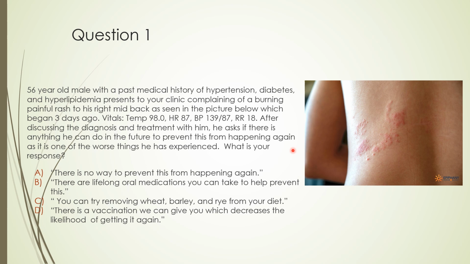You can pause the video now, but we'll go over the discussion if you'd like. So this is a case of shingles. You can see that it's in a dermatomal pattern on this person's mid-lower back. The answer here would be that there's a vaccine that we can give which decreases the likelihood of getting this again, and that's going to be the Shingrix vaccine.